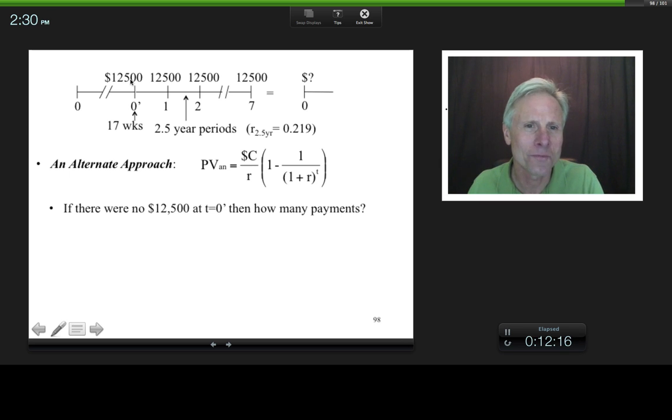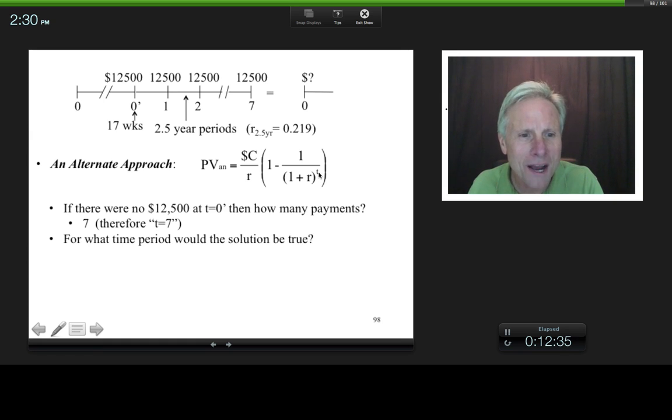Now, if that's true, then how many of these 12,500 payments do we have? We have 7, right? So, 1 through 7. So, if we then put a 7 right here in the formula, then for what time period would the solution be true? If the first payment was actually at 1, then the solution for this present value of the annuity would be at what time? At the same time period or one period earlier? One period earlier, right? So it'd be true for t equals 0 prime, or 17 weeks.